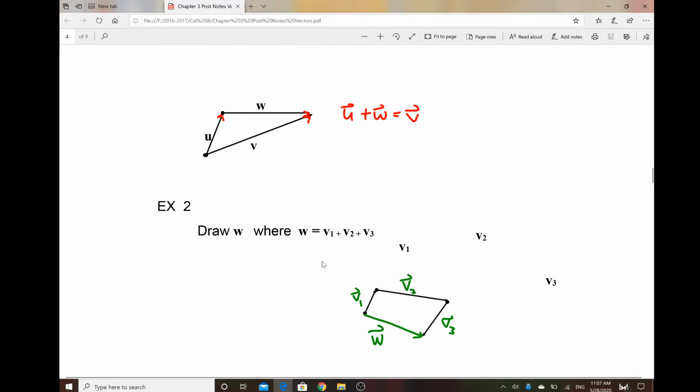So draw w, where w equals v1 plus v2 plus v3. So here's v1, v2, v3. We started off with v1, so that's the vector. From v1 to v2, and then v2 to v3, and then this one would be v3. So again, initial position to the final terminal point.